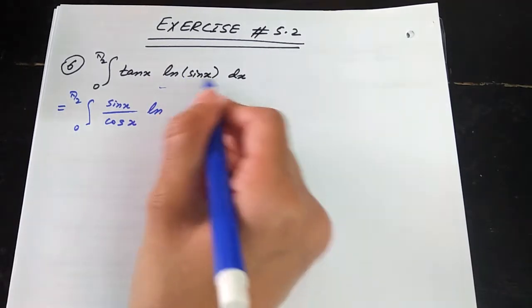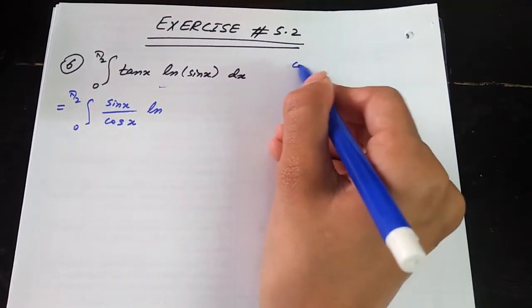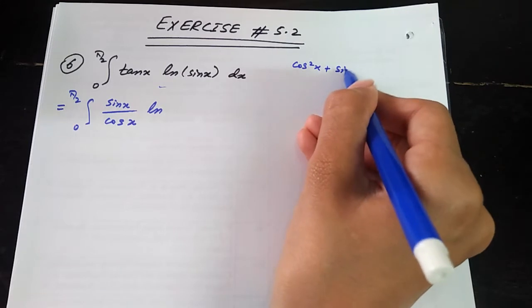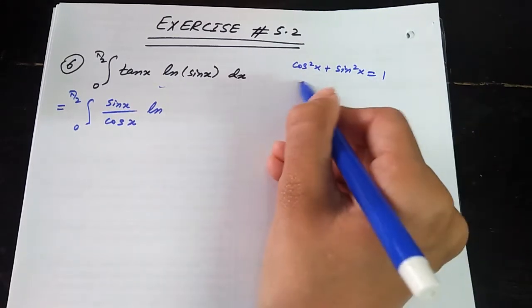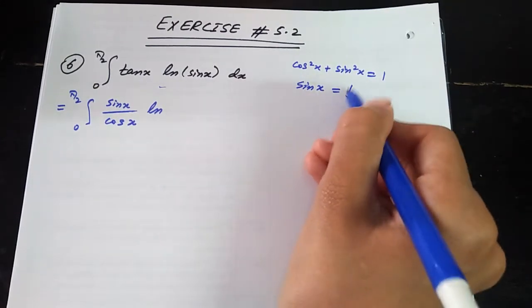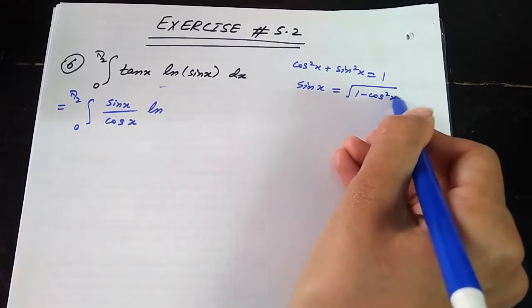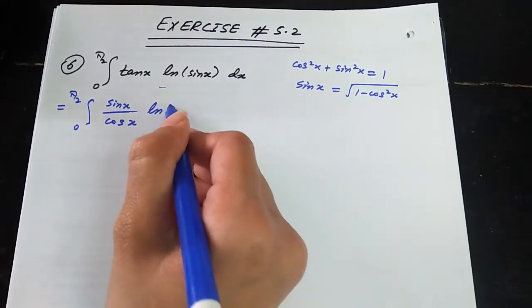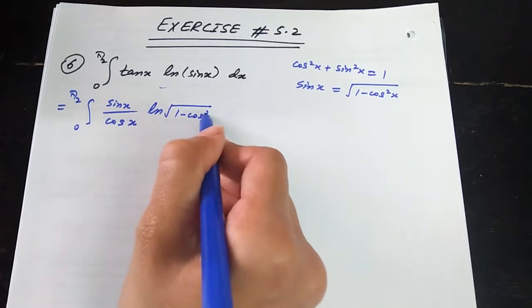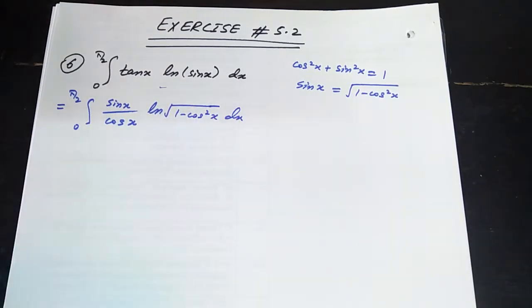Now we know that cos square of x plus sine square of x equals 1. So sine of x will be equal to the square root of 1 minus cos square of x. So we can replace it with this value, 1 minus cos square of x, dx. Well, now we need some substitution here.